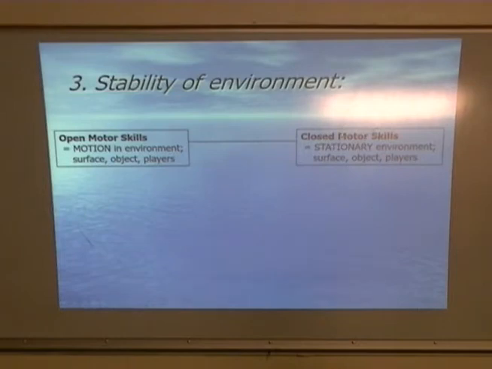The other end is very different. At the other end we have closed motor skills, and here we have a very stable environment. It's very predictable. The performer typically is going to decide when to do the skill and when to finish the skill.